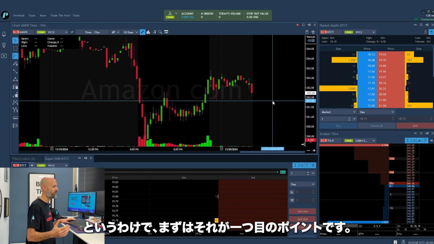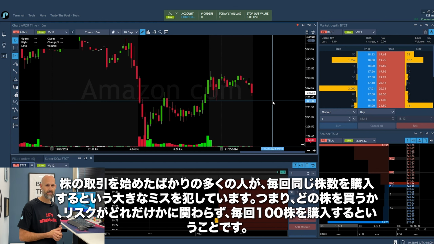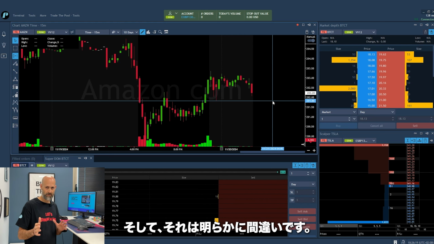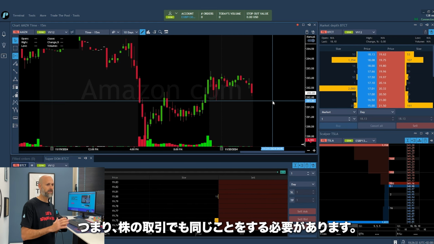So that's one. Second thing is calculating the number of shares you need to buy per trade. A lot of the guys that are just starting to trade stocks make the big mistake of just taking the same number of shares each time, meaning they're buying, let's say 100 shares, doesn't matter which stock, doesn't matter what risk they're taking. And that's obviously wrong. You need to calculate the number of shares exactly as you do when it comes to trading Forex, when you know how many lots you need to buy or how many contracts you need to buy on the S&P and such. So you need to do the same thing when it comes to trading stocks.